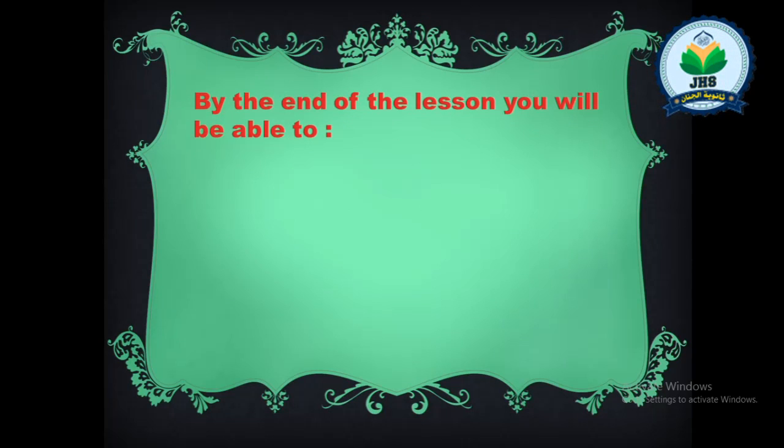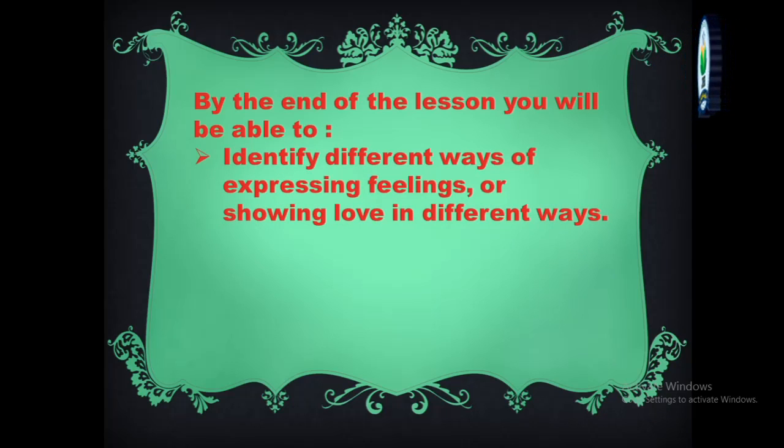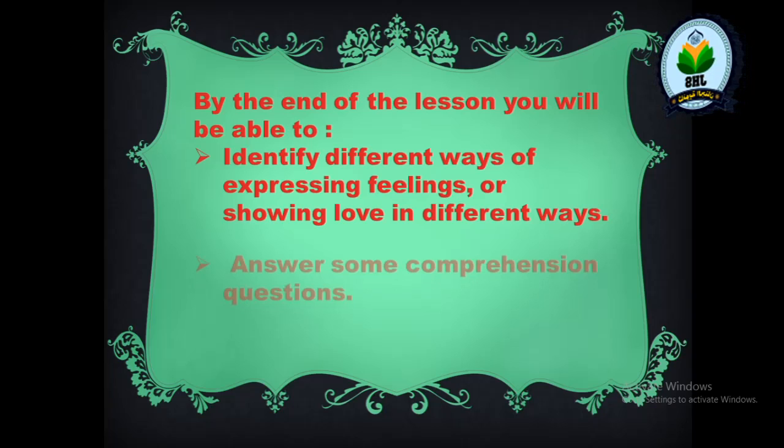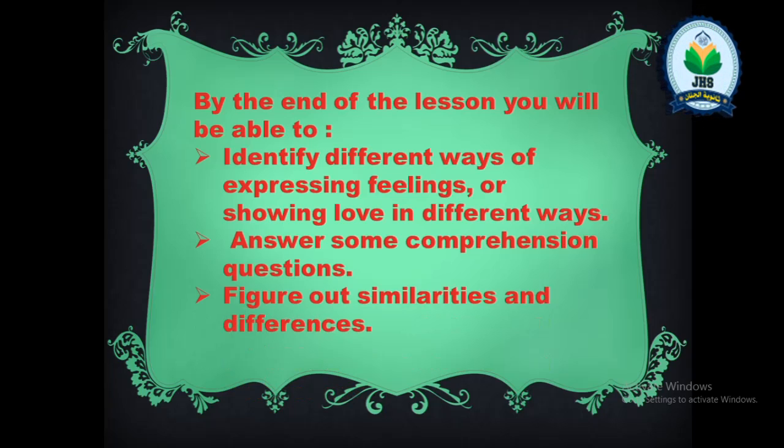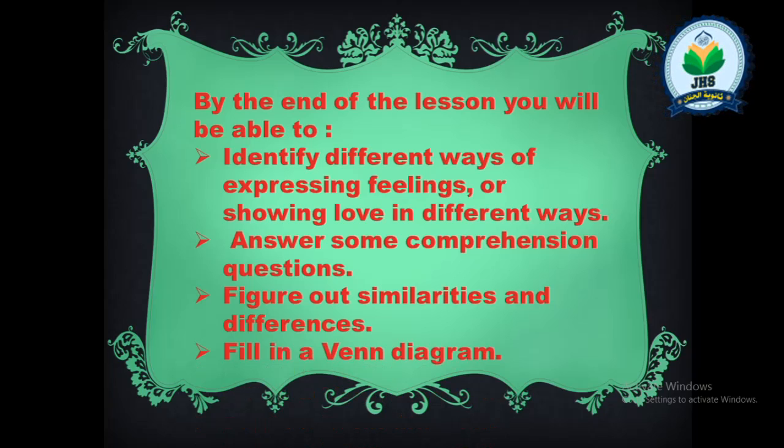By the end of the lesson, you will be able to identify different ways of expressing feelings, or in other words, showing love in different ways. Answer some comprehension questions. Figure out similarities and differences. Fill in a Venn diagram. When you are ready, we can begin.